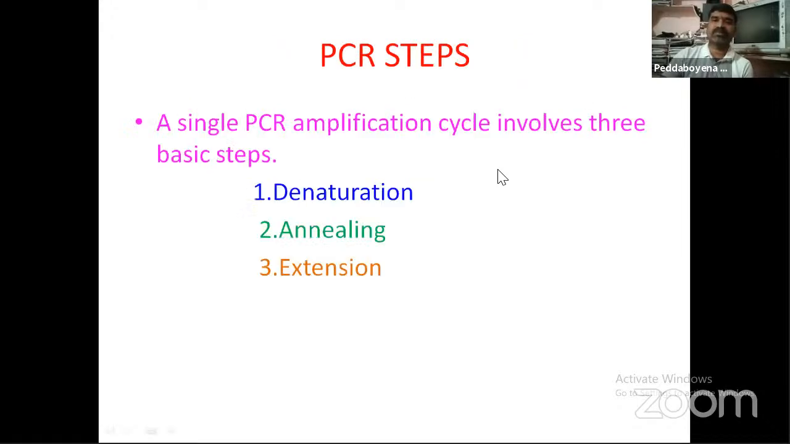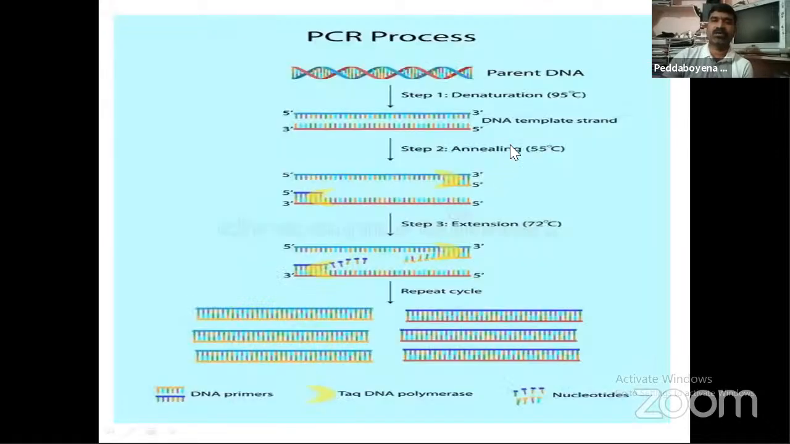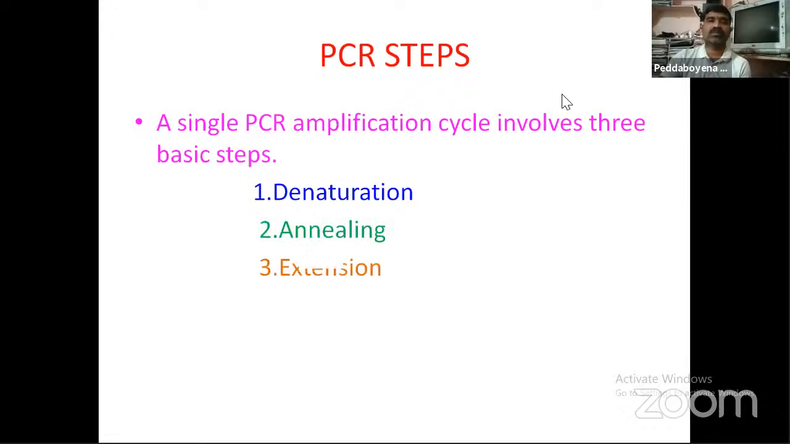So remember the exact temperature here, don't confuse. 95 degrees centigrade is very important, and sometimes 98 degrees can also be used for denaturation, but exactly you can remember only the particular 95 degrees centigrade, don't confuse here. So next, denaturation and then annealing and extension.